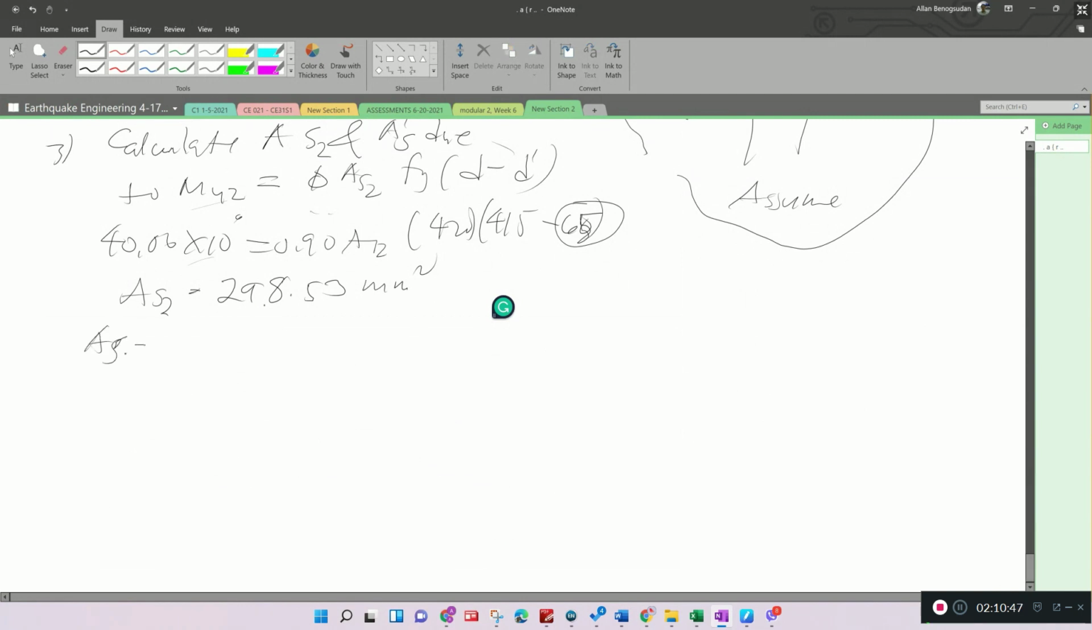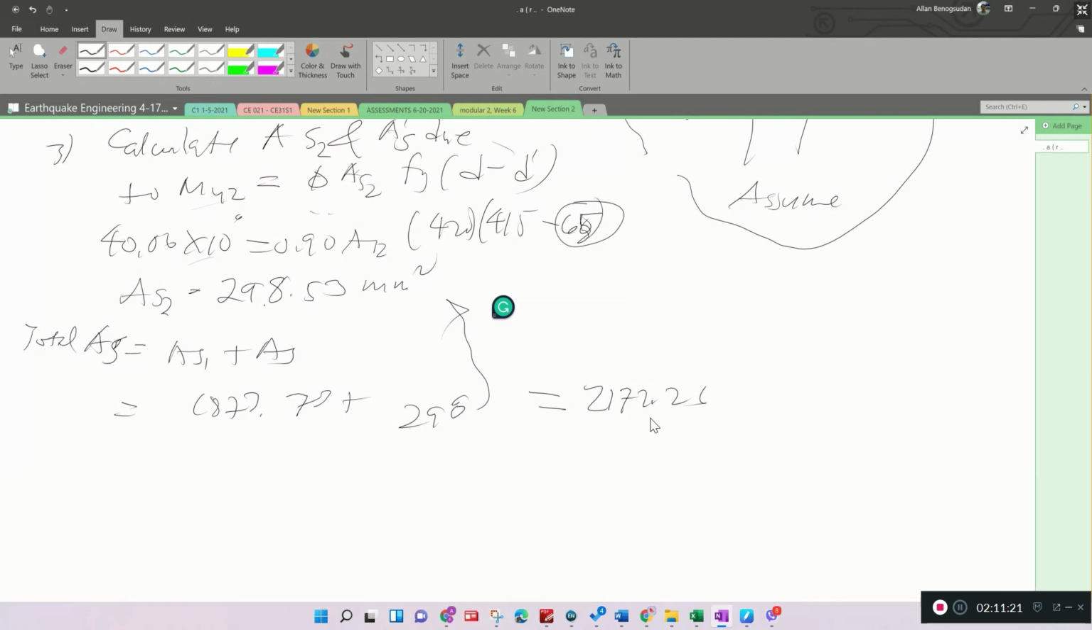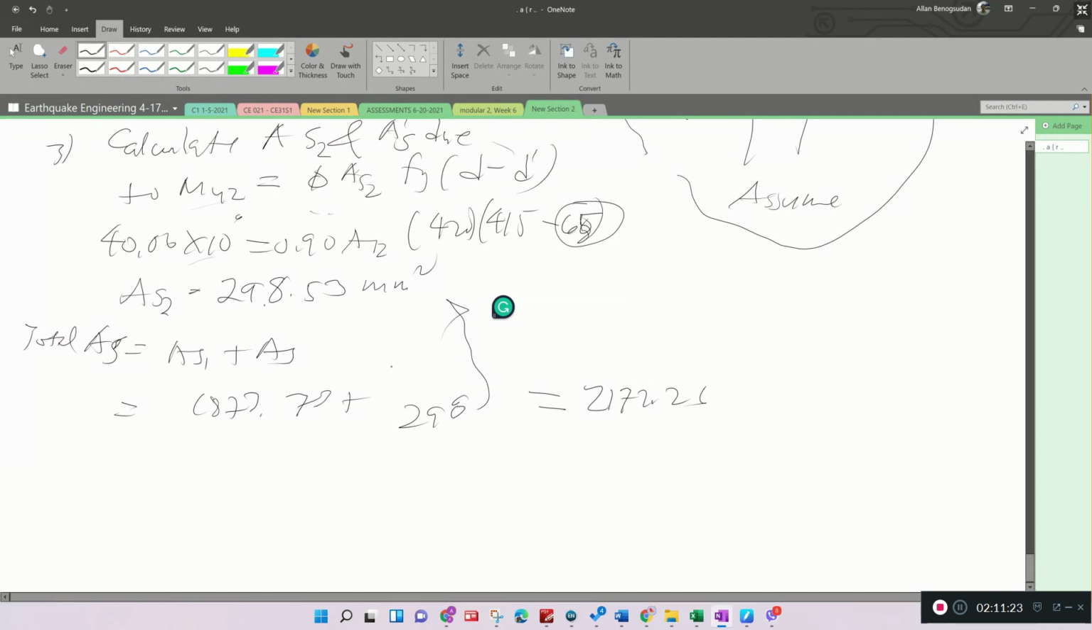AS now. This one is AS. Okay, so total. This one is your total. Total AS now is equal to AS1 plus AS2. So what is that? 1873.73 plus 298. Ito po yun. Lahat ng ganyan ay 0.26. So, check mo to, sir, kung compression steel yields.